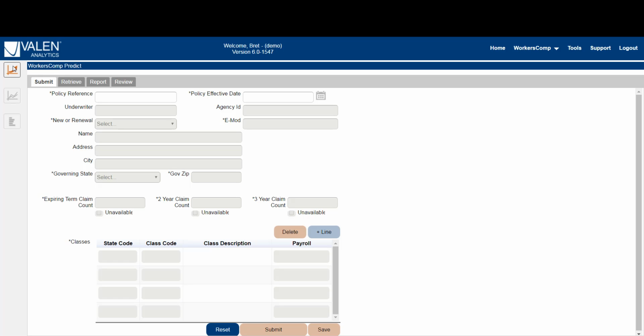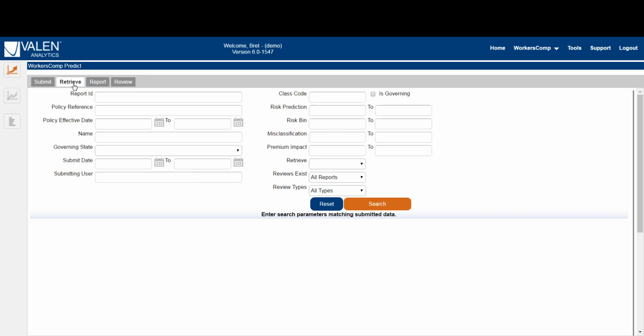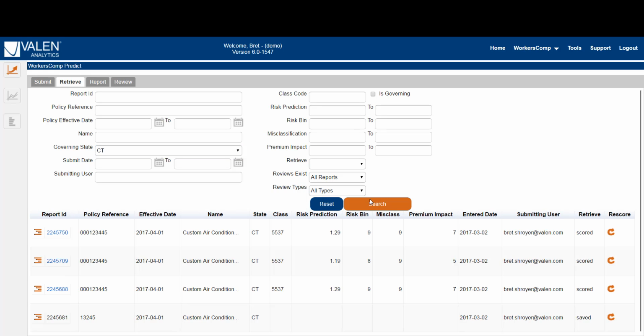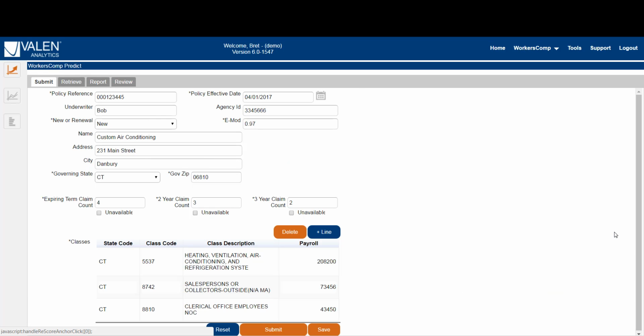Rather than entering all of the information for this score from scratch, I'm going to retrieve a previous score from the Retrieve tab. Now that I've looked this policy up, I'm simply going to rescore it. As you can see, InsureRight Predict requires relatively few inputs to generate a score for this account.